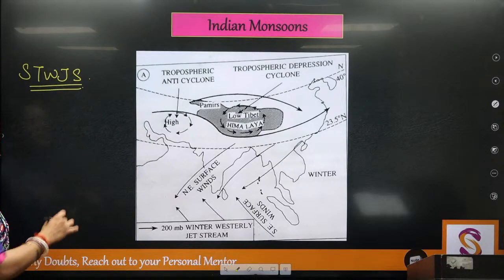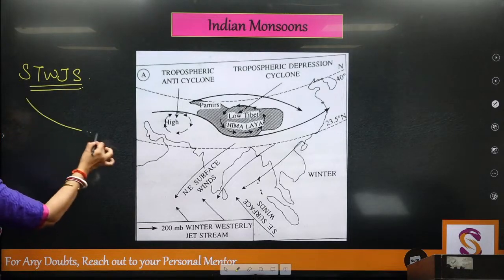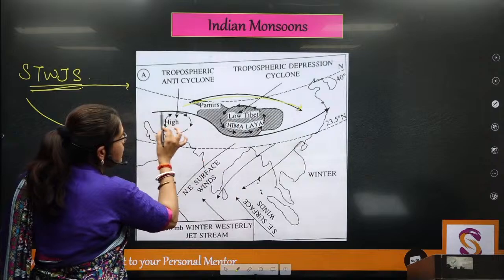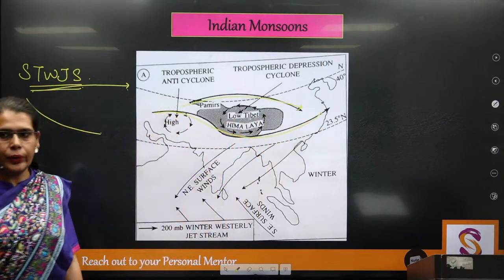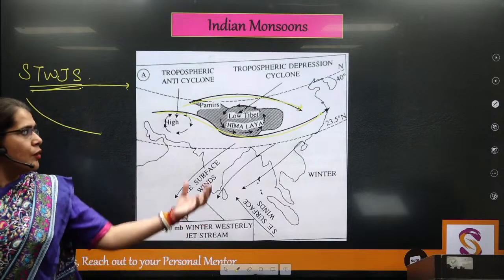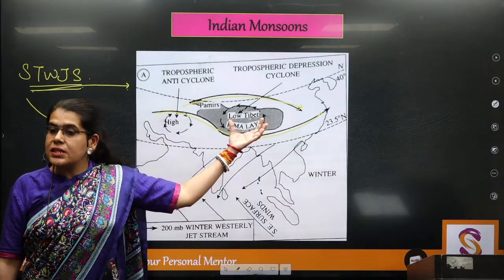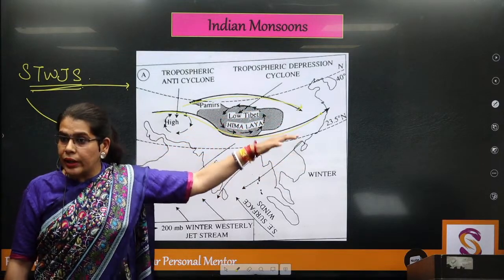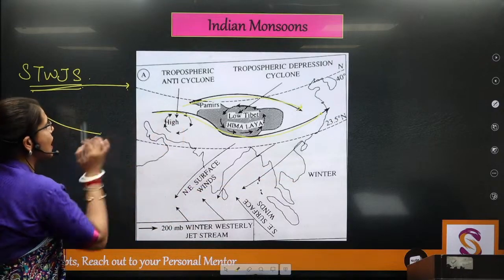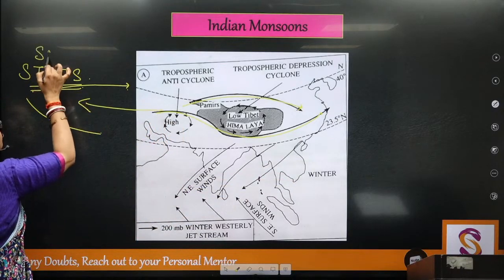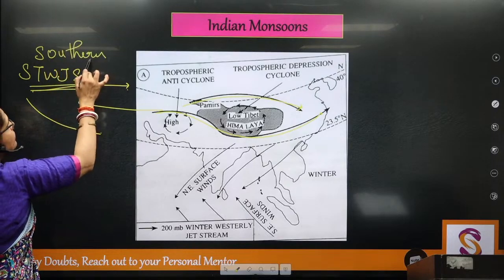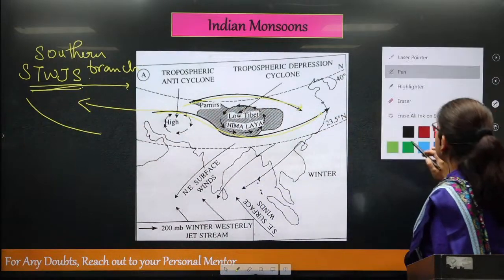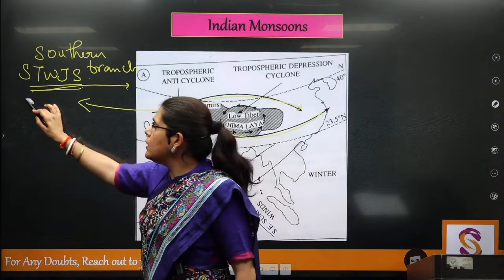Now the subtropical westerly jet stream bifurcates in winter because of this topography. So you can see a bifurcation here. It is bifurcated because of the topographical aspect, and in the winter season it is a bit south with the apparent movement of the sun. So the jet streams are a bit southward. This is the southern branch of the STWJ. STWJ is the subtropical westerly jet stream.